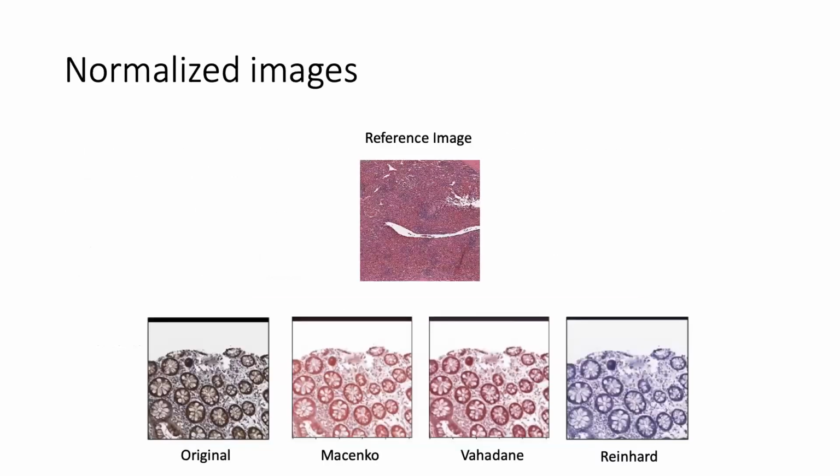So the reference image that you see at the top was actually chosen based off of its prior success. Several other people or teams that have worked with this HuBMAP Hacking the Kidney dataset have implemented color normalization techniques, and they have used that topmost image as the target or reference image. And we can see the normalized images here at the bottom.